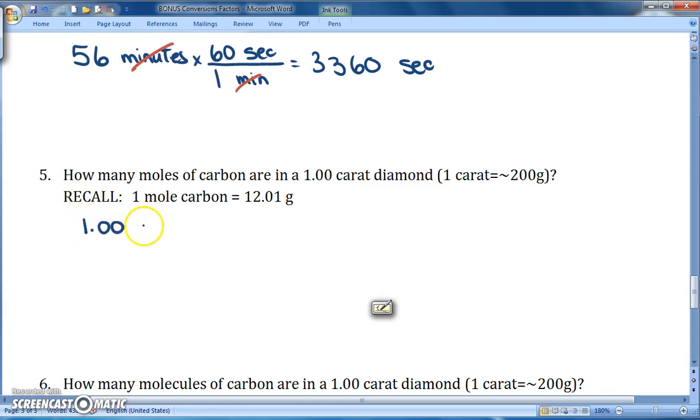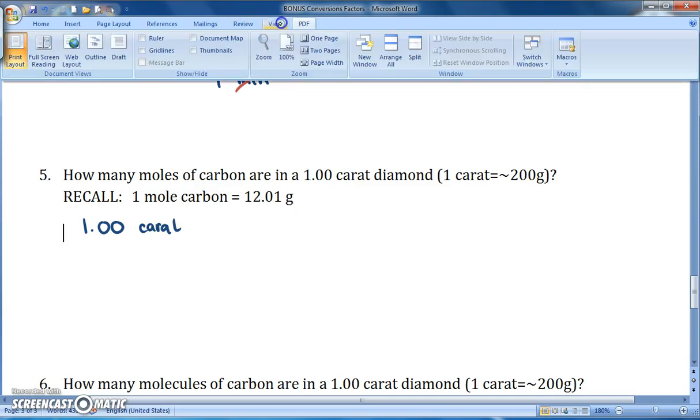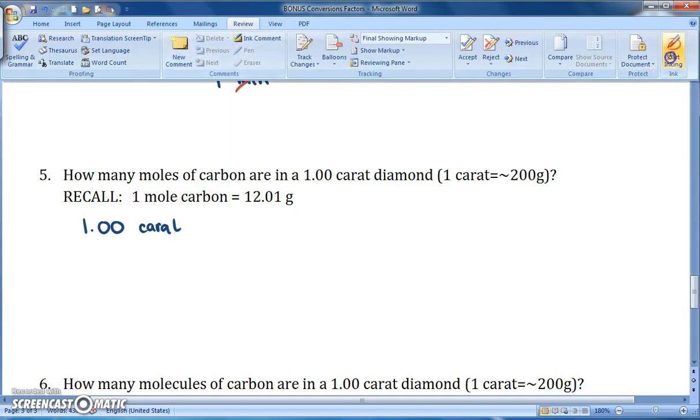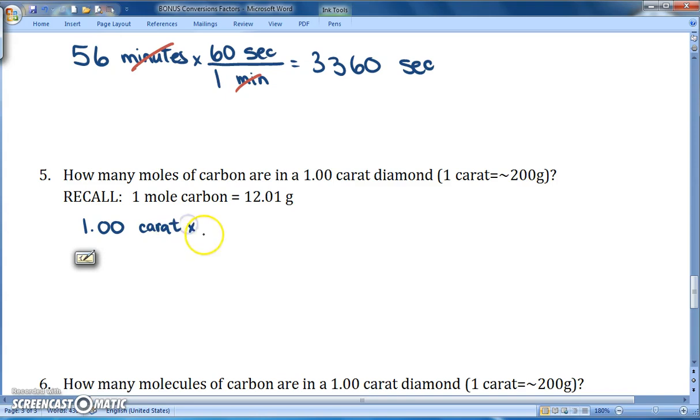We write down our starting measurement. We have a 1 carat diamond. Suppose I know that 1 carat is approximately 200 grams of diamond. Now, next to that, we can link our molar mass for carbon. Diamonds are made out of carbon.